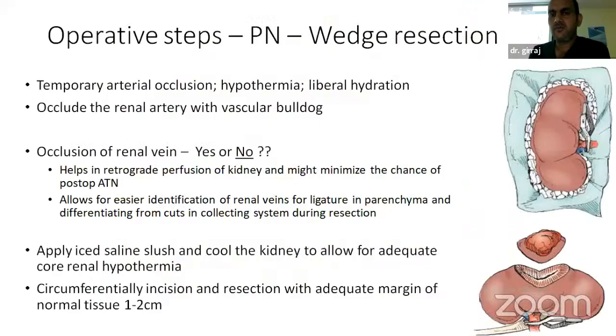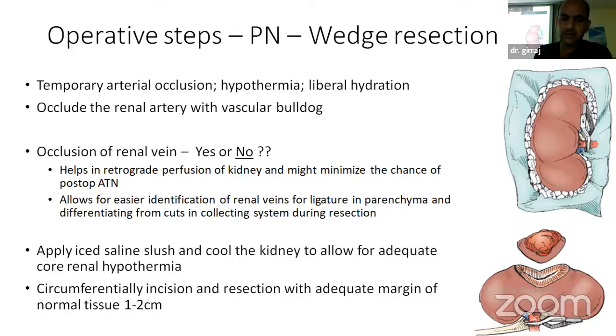Operative step for wedge resection of the tumor during partial nephrectomy: temporary arterial occlusion, hypothermia, and labral hydration. Occlude the renal artery with a vascular bulldog. Occlusion of the renal vein helps in retrograde perfusion. When the renal vein is not occluded, retrograde perfusion of the kidney might minimize the chance of post-op acute tubular necrosis. Apply ice saline slush and cool the kidney to allow for adequate core renal hypothermia.